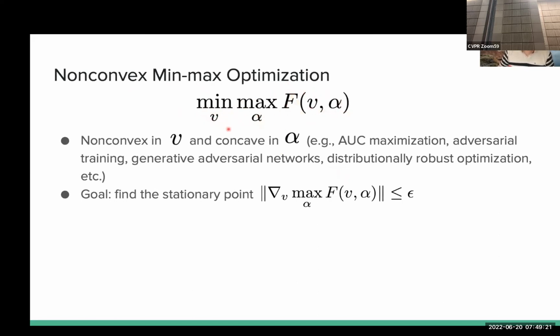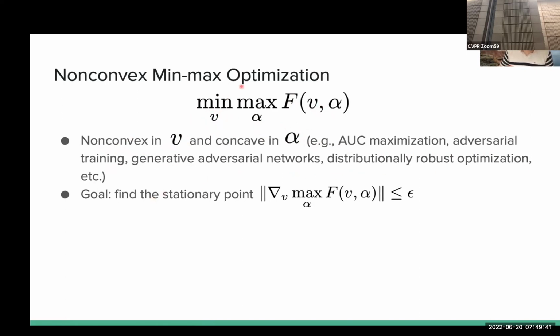And the challenge here is that the objective value function is non-convex in terms of v and concave in terms of alpha. And for example, many applications would satisfy this assumption. For example, AUC maximization, adversarial training, generative adversarial networks, distributional robust optimization, etc.